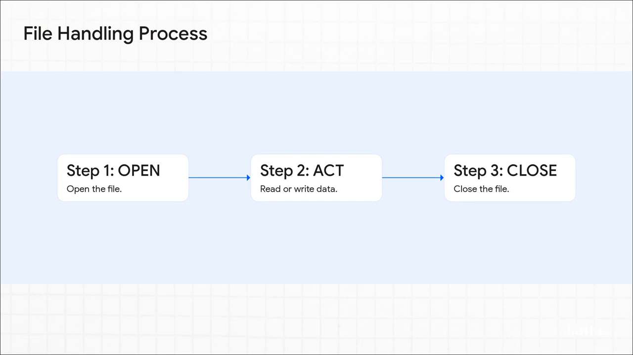First, you open the file. That's like pulling a folder out of the cabinet. Second, you act on it. This just means you either read what's inside or you write something new. And third, and this is the one everybody forgets when they're starting out, you have to close the file. Closing it is what tells the computer, okay, I'm done, save all my changes. It's just like putting that folder back in the cabinet and making sure the drawer is shut.